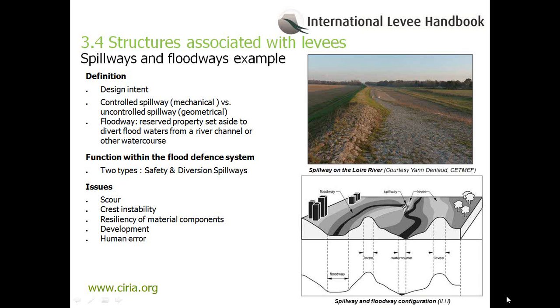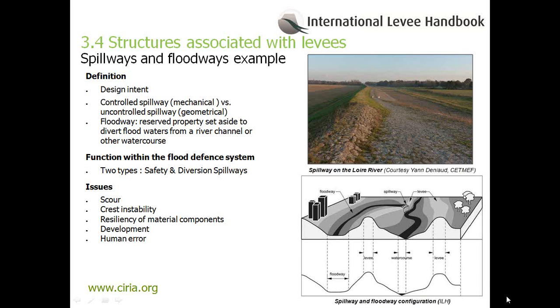The function of the component within the flood defense system is then discussed, and for a spillway there are two types depending on the downstream area objective. A safety spillway, which is a structure that discharges in a leveed area and protects the levee from failure under excessive water levels, and a diversion spillway, which is a structure that discharges in a flood detention area, a secondary river channel, or a designated floodway, and it also would divert part of the flood from the river channel in order to reduce the downstream water levels.